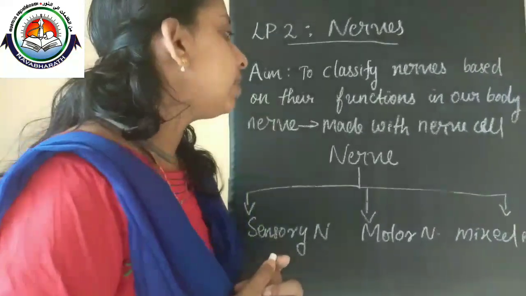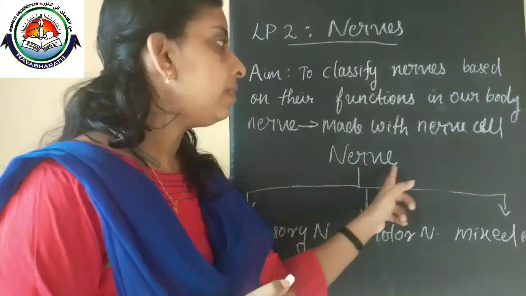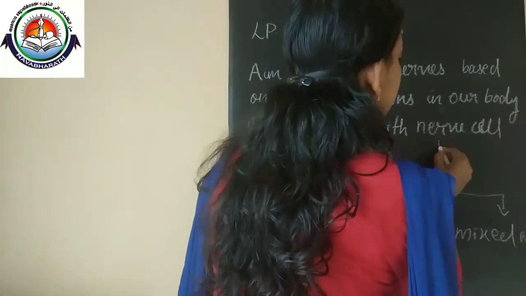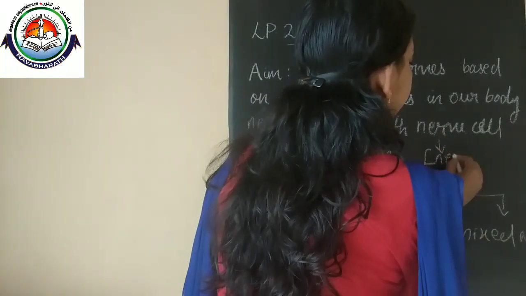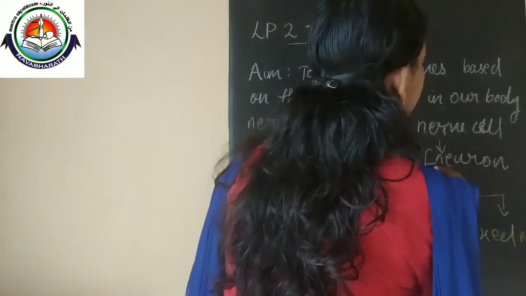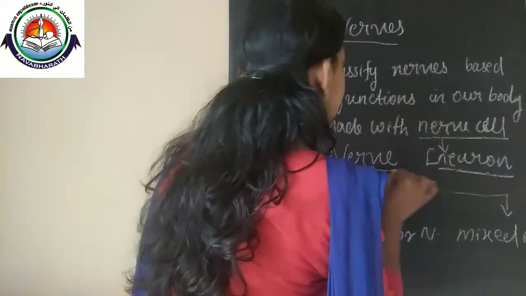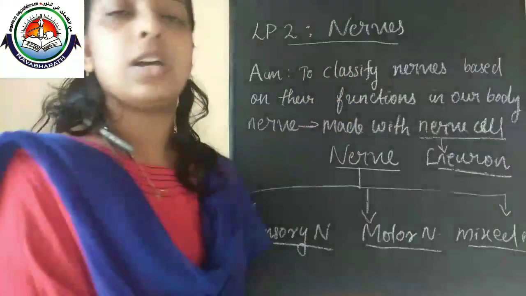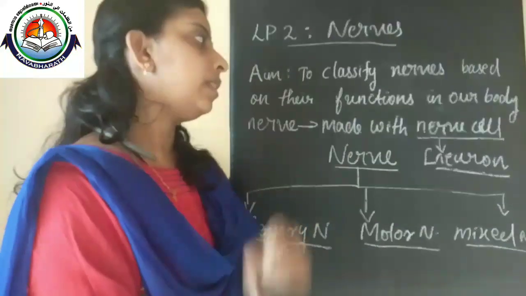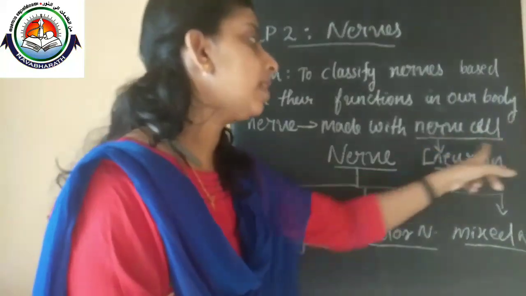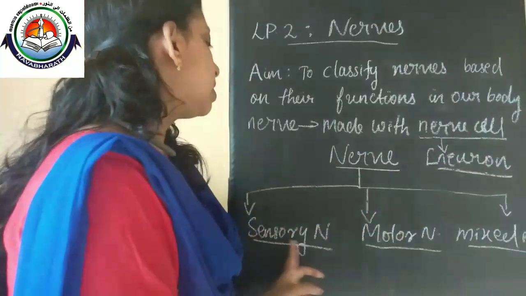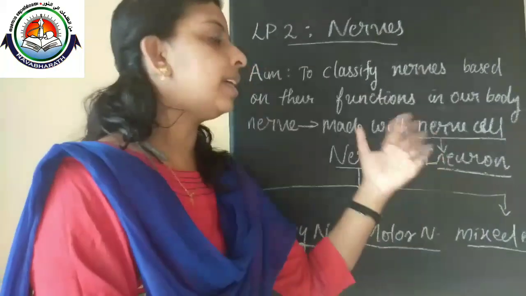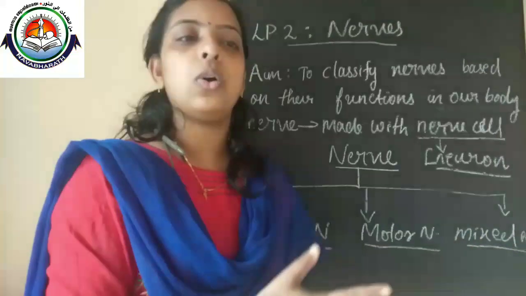So what are the keywords we discussed in this lesson? Nerves, nerve cells and neurons. Another name for nerve cells is neuron. Neuron, nerve cell, nerves, then motor nerves, sensory nerves, mixed nerves. These are the keywords of this lesson. So you should learn the spelling and pronunciation of all these words.